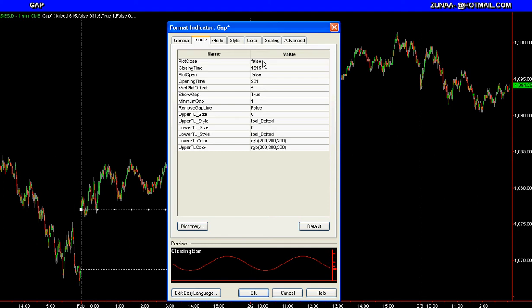But if you wanted to use it on a regular session chart and still be able to tell where the gaps are, you can. You would just turn this to true, and it would also put a little marker, like a little dot on the open and on the closing bar.